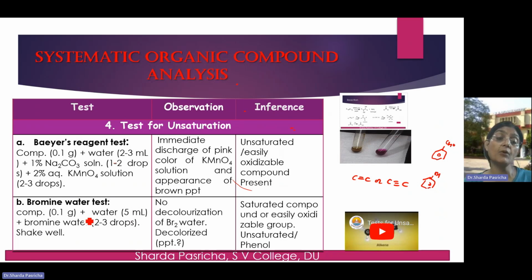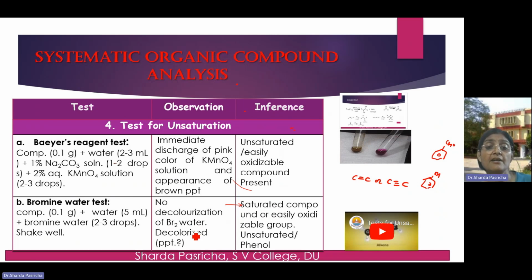So if you are taking your compound in water, you have to take bromine water. If you're taking the compound in acetic acid, then take bromine in acetic acid. If you take your compound in CCl4, carbon tetrachloride, then you have to take bromine in carbon tetrachloride. Add 2 to 3 drops of bromine solution and shake well. If there is no decolorization of bromine water, it immediately confirms that the compound has an easily oxidizable group, because aldehydes will not react with bromine water at this temperature.